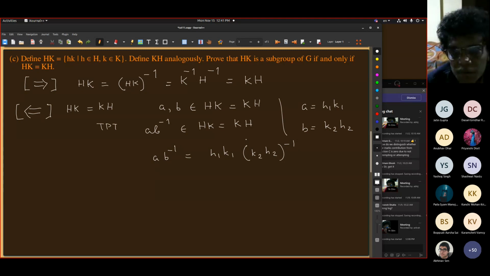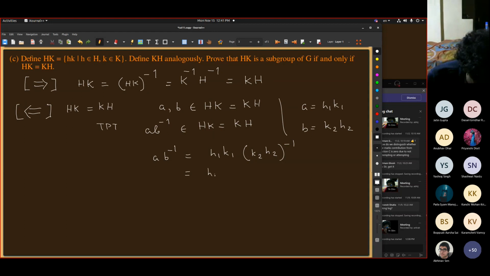Now this will be of the form h1 k1 h2 inverse k2 inverse. We can proceed like that, anyway it doesn't matter. Okay, let us do it. Whatever you suggested, let us do it. h2 inverse, k2 inverse, right?